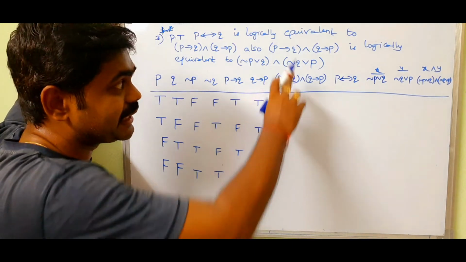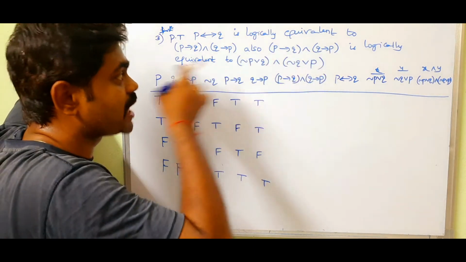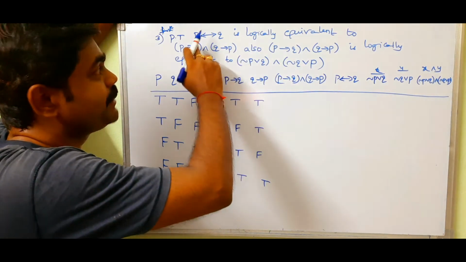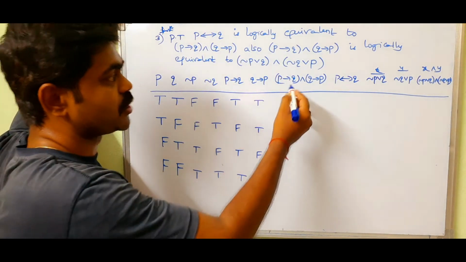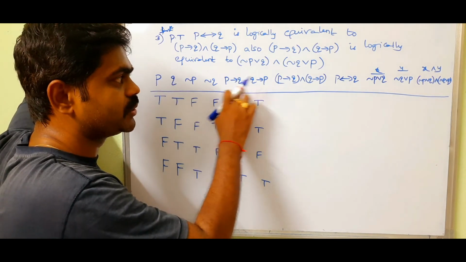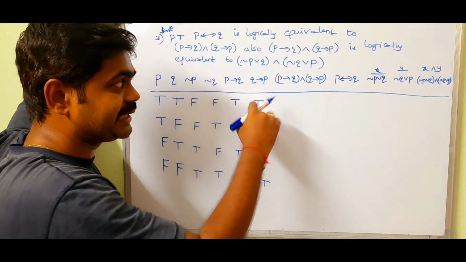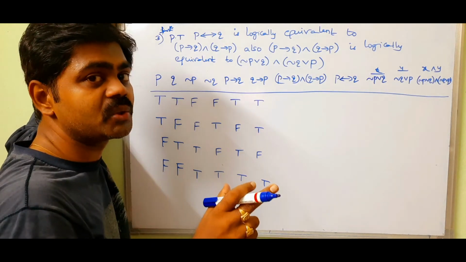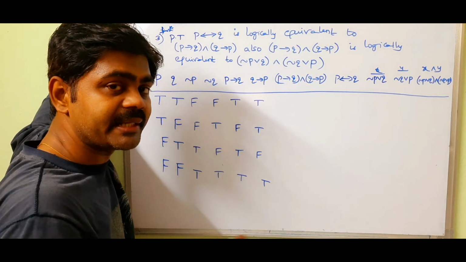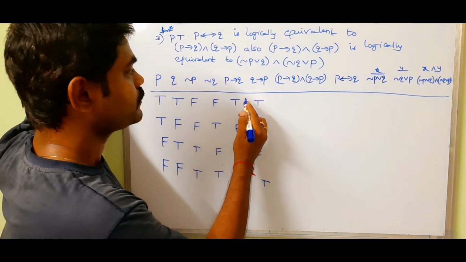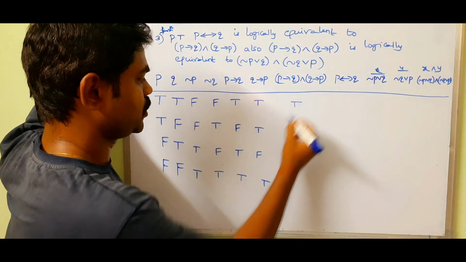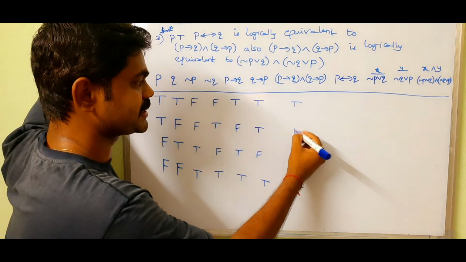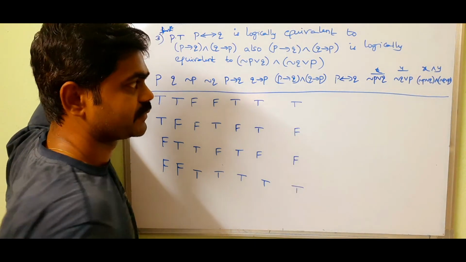What are they asking? P implies Q and Q implies P is also logically equivalent to, they are asking like this, which is also logically equivalent to P double implies Q. So now solve this. I have P implies Q and I have Q implies P, and they are asking to perform the AND operation. So what is the AND operation? If both are true, we will get true. In all remaining cases, we will get false. So this is true, true, and this is true. Both are true, true, true. Remaining all cases, false. Okay.